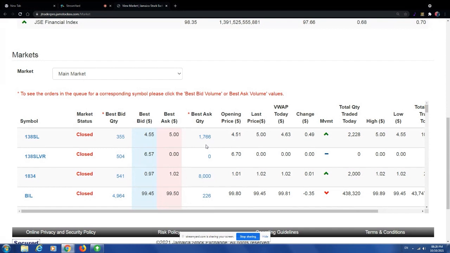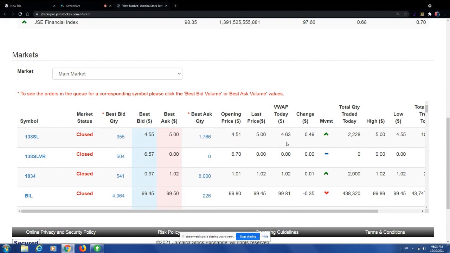So the opening price is basically with reference to the closing price, probably on the previous Friday or so on, or based on how the JSE system works. The last price right here is more likely the last price it was traded for.